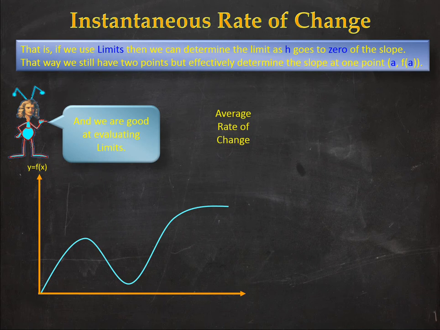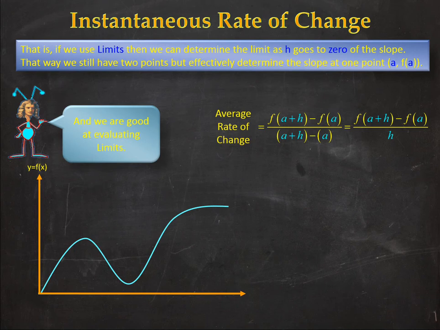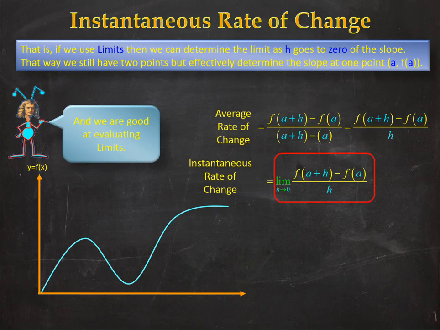So for the average rate of change formula, we will use f of a plus h minus f of a over h. All we want to do to create the instantaneous rate of change formula is add one small piece. We're going to add the limit as h goes to 0 in front of our expression. Now, it becomes a very simple technique.